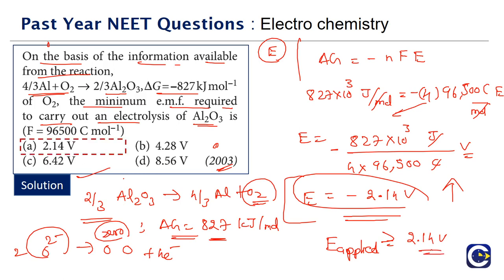Okay, so the correct answer for this is 2.14 volt. The fact that the E value for the reduction of Al2O3 is coming negative indicates it is non-spontaneous. It will not happen on its own. Means when you pass current, the minimum voltage you must apply to make this reaction happen is minimum 2.14.